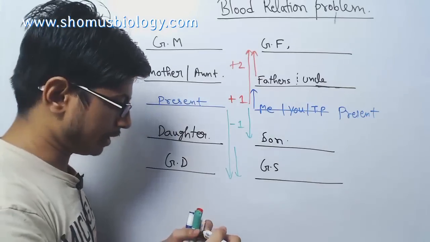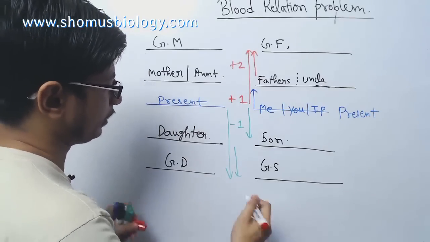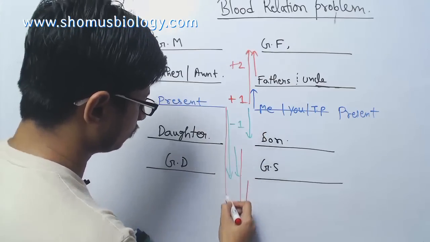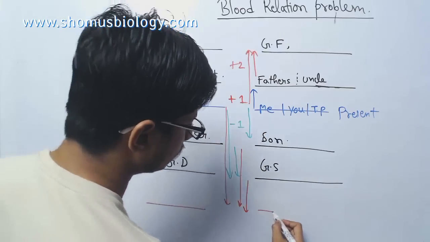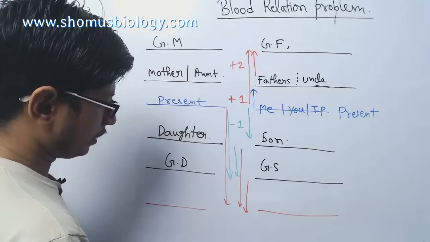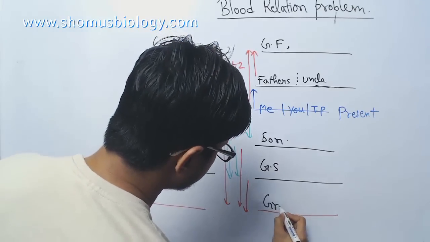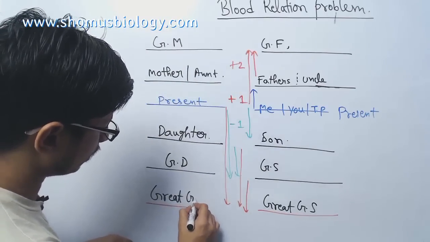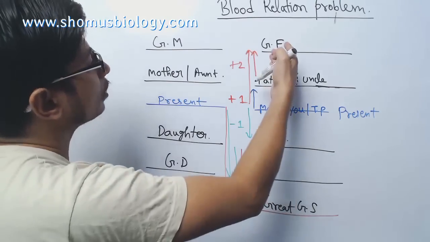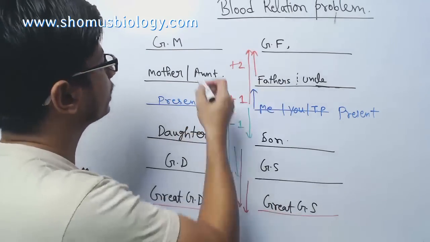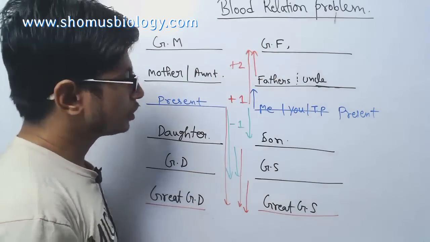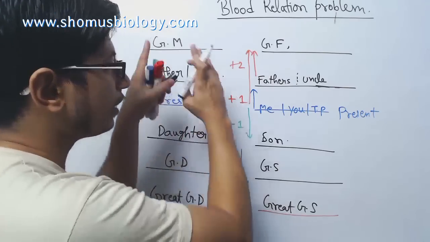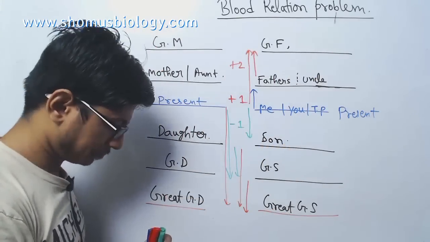Let's go three generations down, the ultimate thing. Three generations down, and then we will have great grandson and great granddaughter. Similarly, we can also go three generations up, which will be great grandfather and great grandmother. So this is the scale, we call it the relationship scale. You should have a proper idea of this scale.